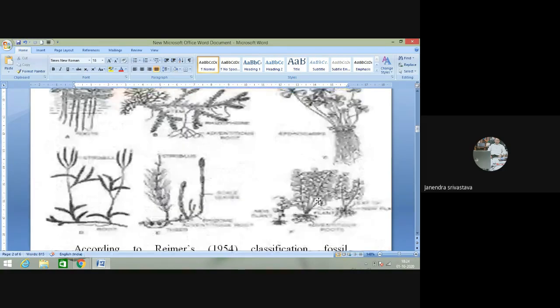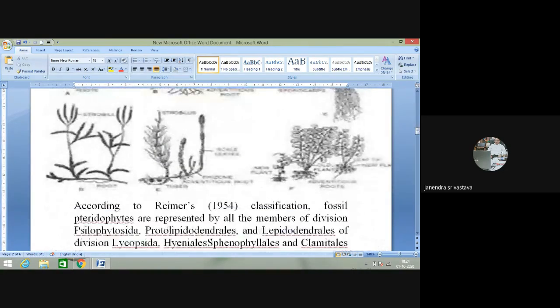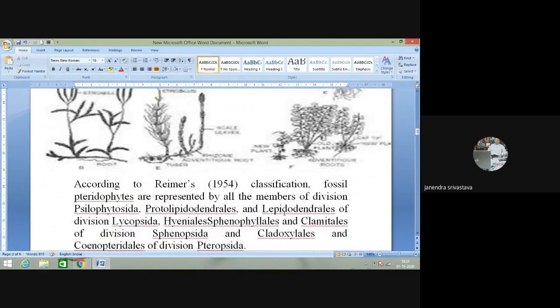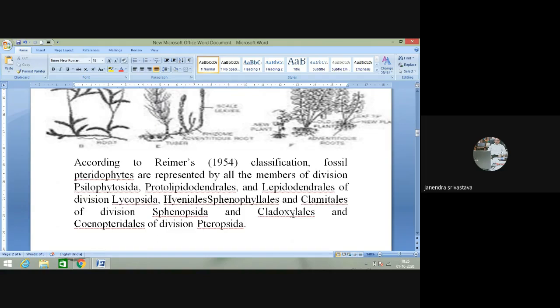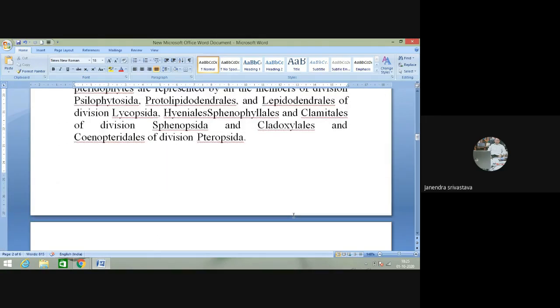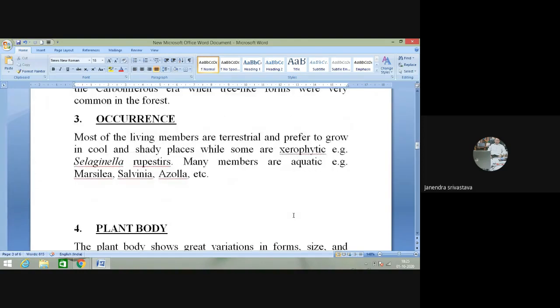According to Reimers in 1954, he gave a classification in which fossil pteridophytes are represented by all members of the division Psilophytopsida, Protolepidodendrales and Lepidodendrales of the division Lycopsida, Hyeniales of the division Sphenopsida, and Cladoxylales and Coenopteridales of the division Pteropsida.